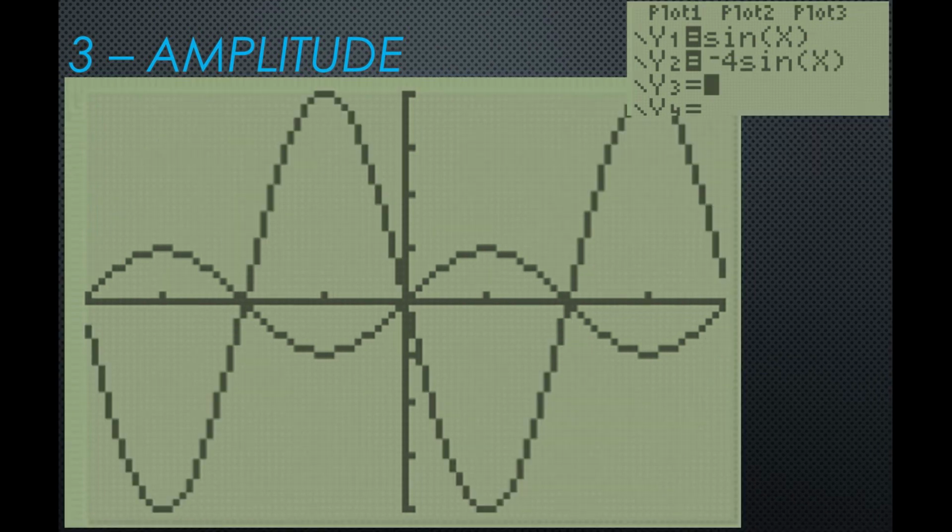Now on the next one, what I did is I have my normal sine curve again, but on this one I put a -4 out front. Now the negative, just like you would guess, flips it, so instead of going up immediately, it goes down first and then up. And then the amplitude on this is 4, so it's going down 4 first, up 4, down 4, up 4. So that's what this looks like if you have a negative amplitude.